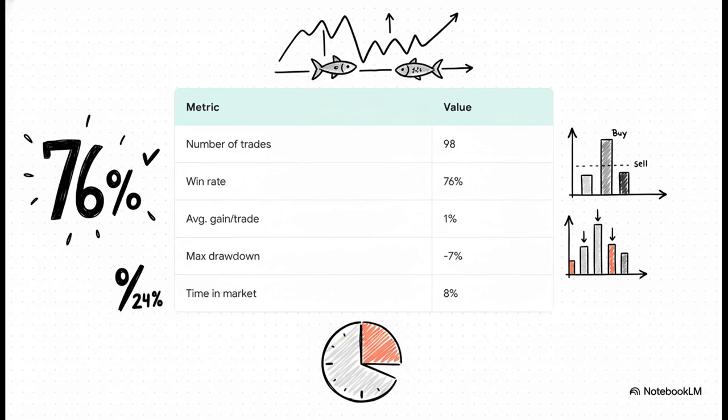But what's really interesting to me is that time and market number, only 8%. That tells you this strategy is super selective. It's not trying to trade all the time. It's designed to keep you on the sidelines and only jump in for very specific moves.